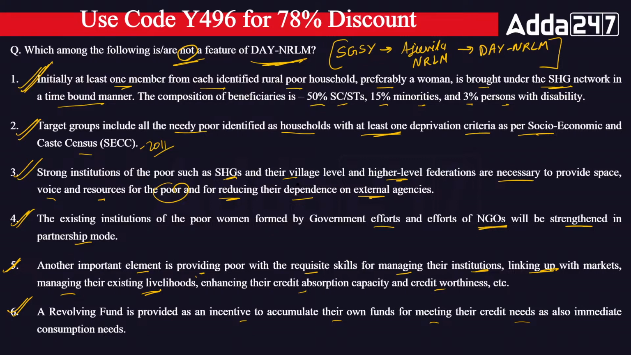But yes, as per the requirement of your business, as per the self-employment you are going to start, whatever skills are required, according to that training will be provided, so that you will be easily able to enhance your business. And the revolving fund simply will be provided for meeting the credit requirements of the self-help groups, for the consumption needs or whatever purposes. So these all are the features of the JNRLM scheme.